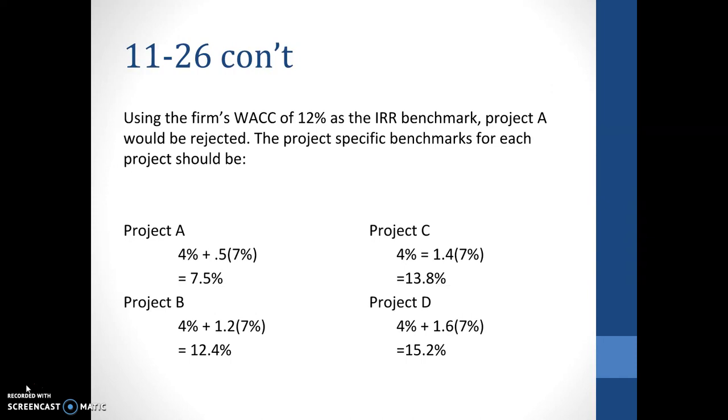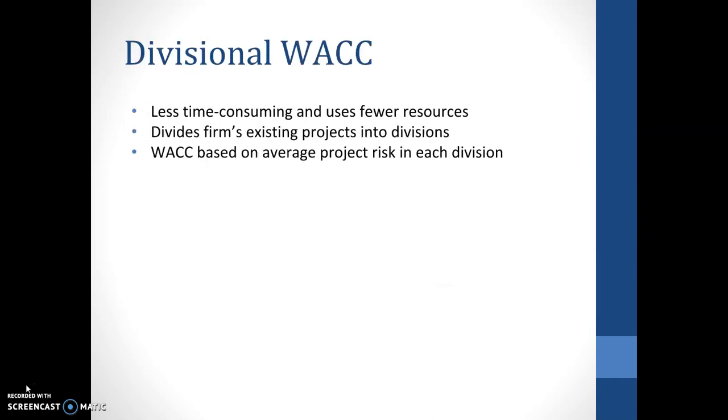So the way that they combat that is by calculating divisional WACC. The advantages of the divisional WACC is it's less time consuming and uses fewer resources. It divides the firm's existing projects into divisions, and the WACC based on the average project risk is placed in each division.